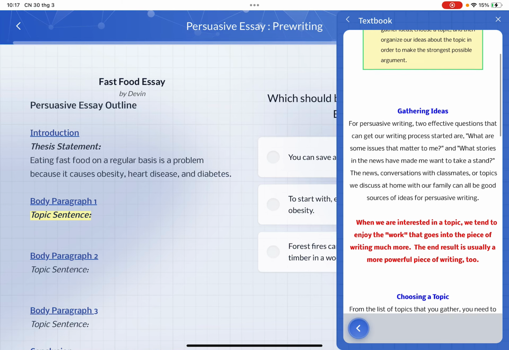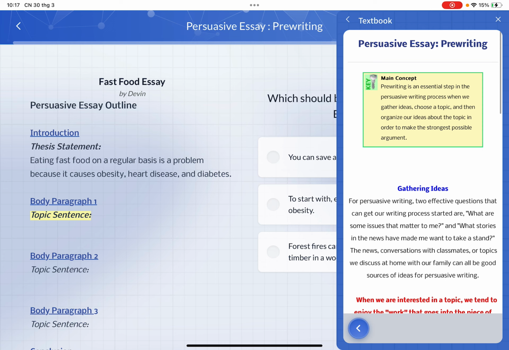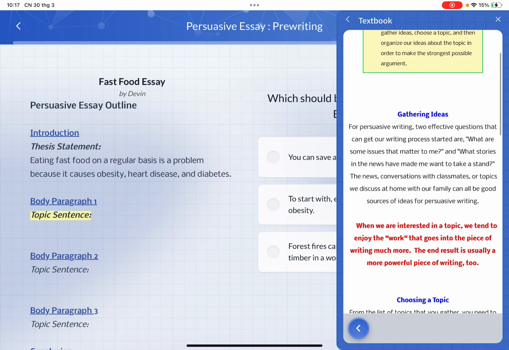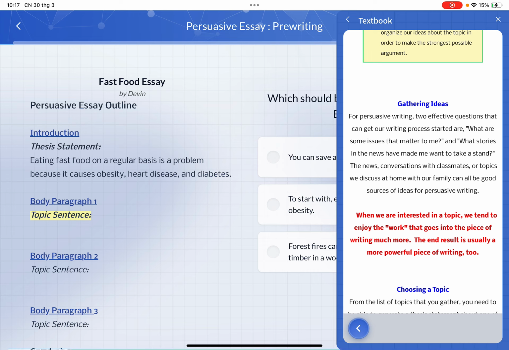Let's talk about the part pre-writing in a persuasive essay. Now, for persuasive writing, two effective questions that can get our writing process started are: what are some issues that matter to me, and what story in the news has made me want to take a stand?